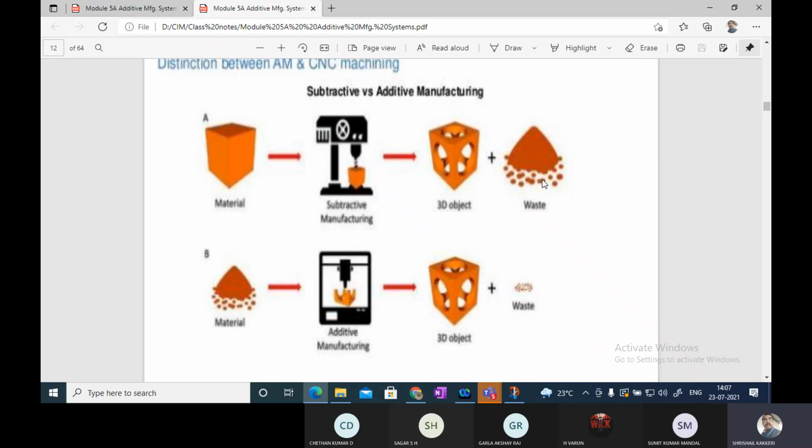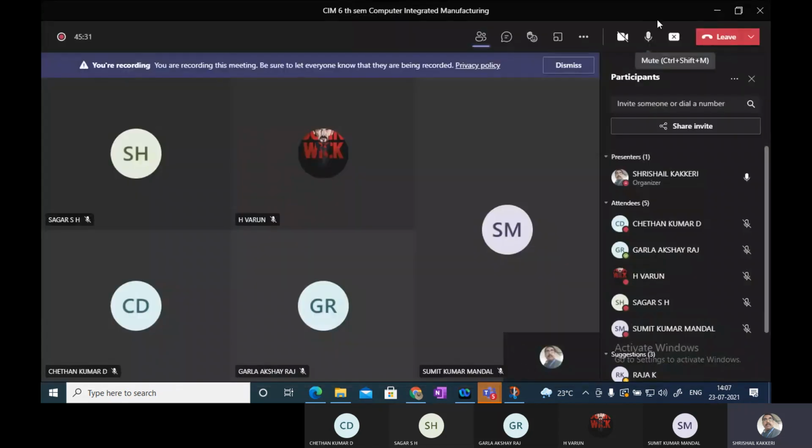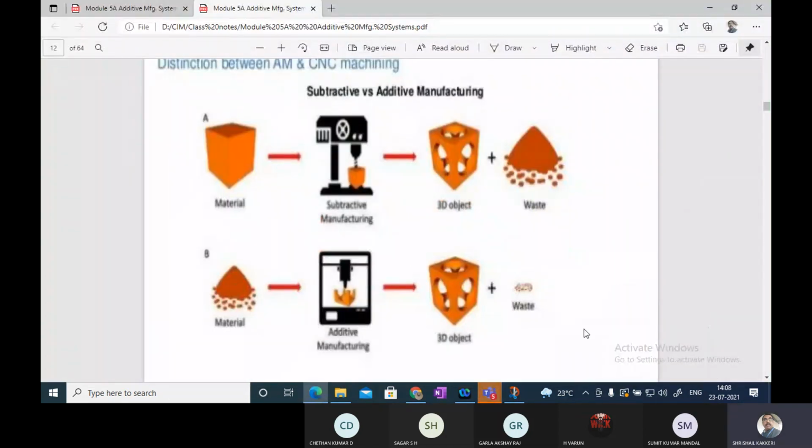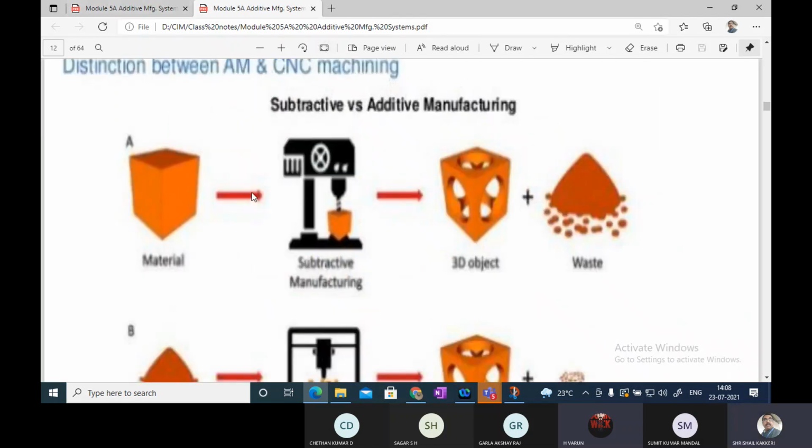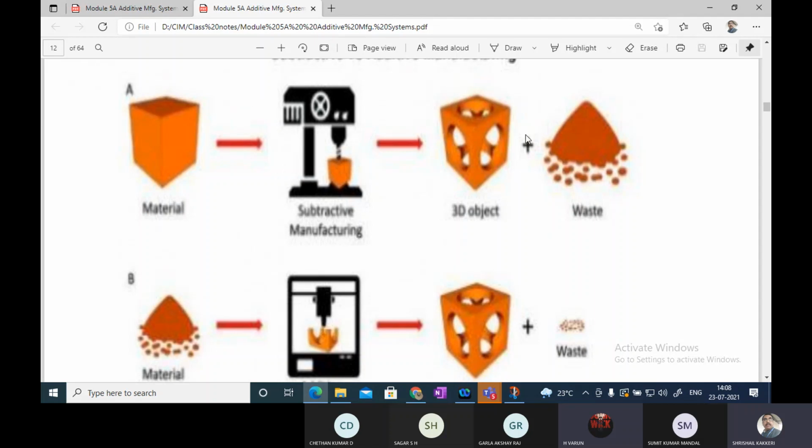But if you look into the technology of the last two decades, if you can give me one minute, you will be able to see the PPT. Yes, sir, the PDF is visible. The orange color material, the 3D object, is visible. Okay, fine.